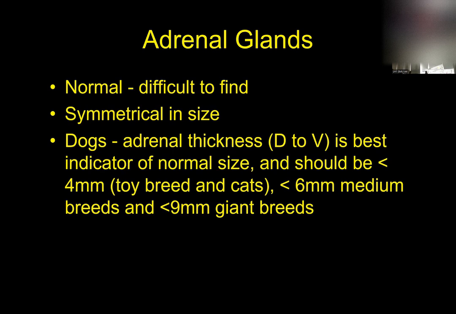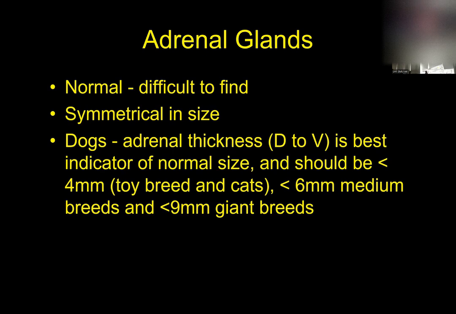The left adrenal gland is usually easier to find than the right. Just like we said, the right kidney is harder to find than the left kidney. That's because, again, you have gas in the cecum, typically on the right side of the animal, and that gas makes it difficult to ultrasound the right kidney and the right adrenal gland. So the right kidney and right adrenal gland are harder to find than the left kidney and the left adrenal gland. The size of the adrenal glands is interesting when you look at them.